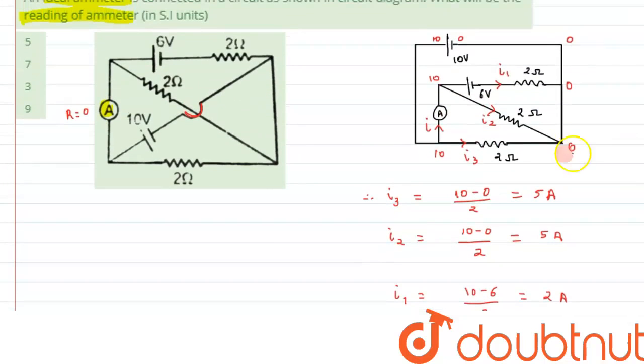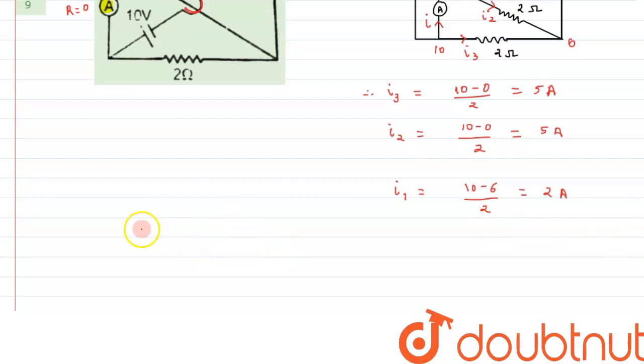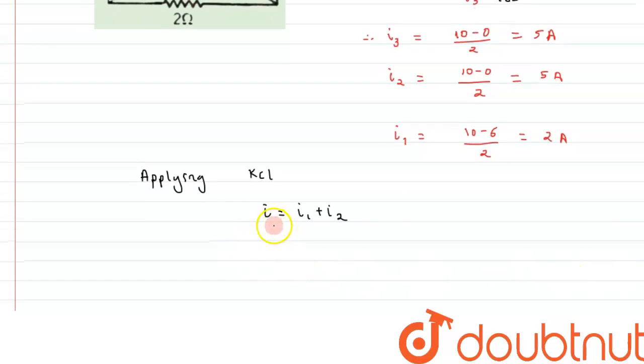So now we can see this point, which has a 10 volt potential. At this point the current coming in is I, and the current leaving this point is I1 and I2. So applying KCL at this point, Kirchhoff's current law, or we can say the junction law, I will be equal to I1 plus I2. This is the law, that the current coming towards the junction is equal to the current leaving the junction.